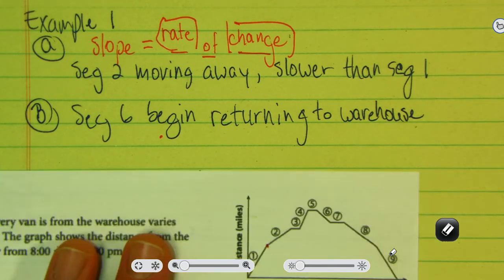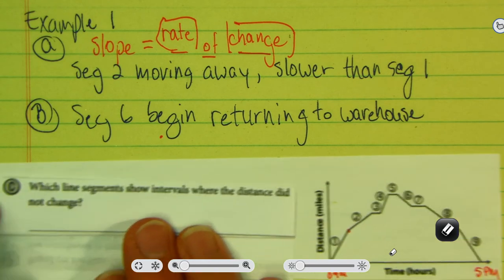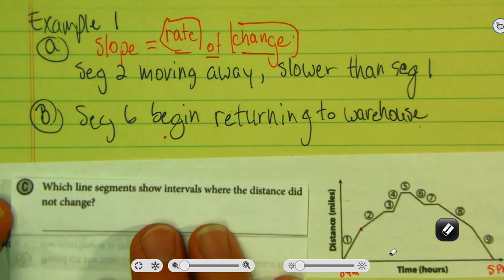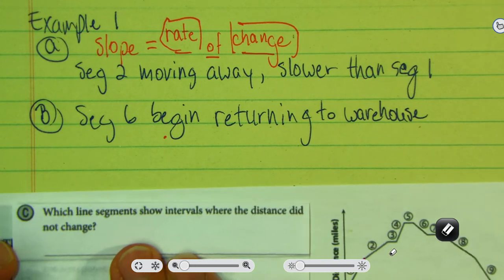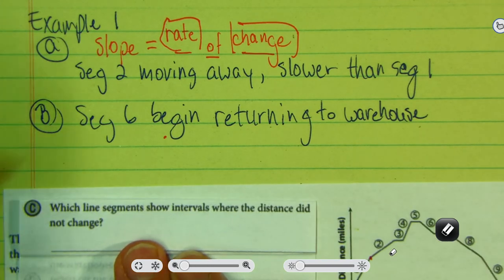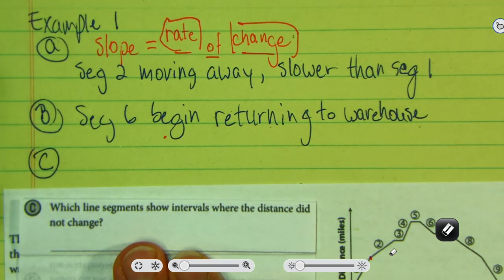So I've sort of already alluded to this next question, but you can answer just the same. The question is this: which line segments show intervals where the distance did not change? Can you tell me? I'll wait on an answer from somebody at home. Somebody unmute and answer that question. Which line segments show intervals where the distance did not change?